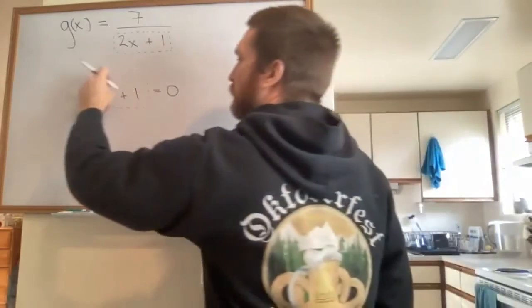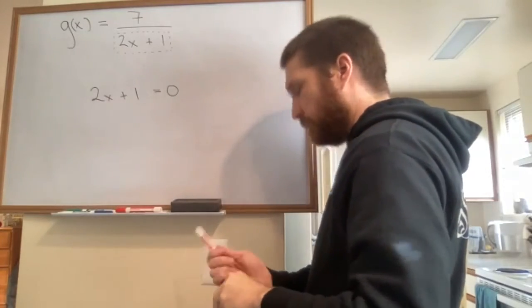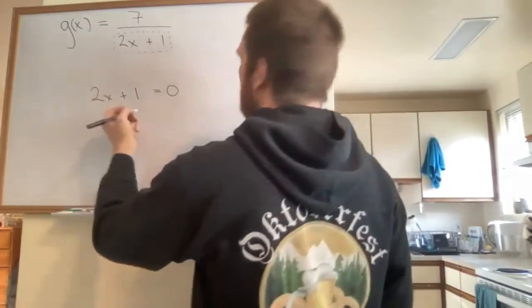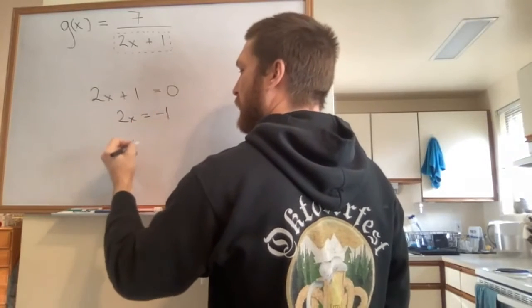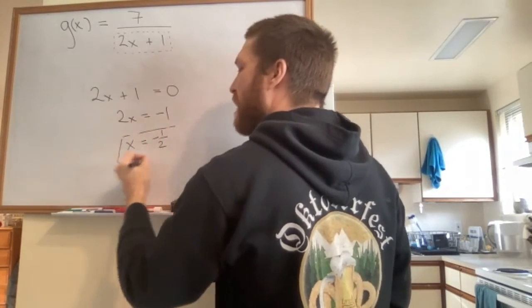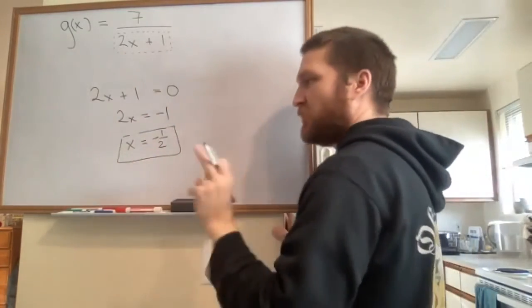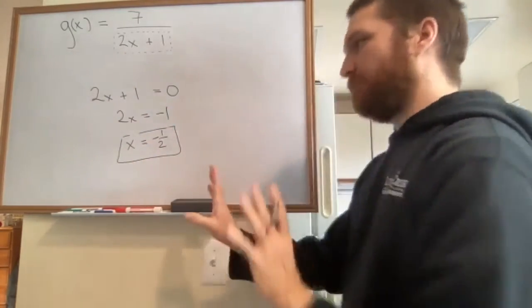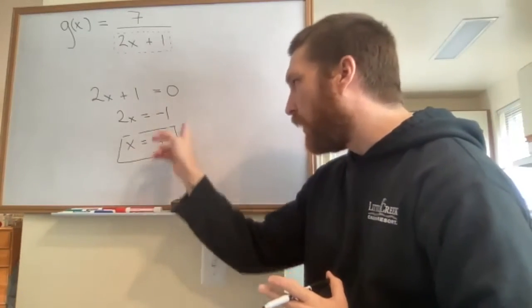So keep talking to me. What do I do now? You subtract 1 from both sides and then divide by 2. Then I divide by 2, and x equals -1/2. Okay, so now we have found that we cannot have this. I'm just going to double check and see what happens if I do plug it in.